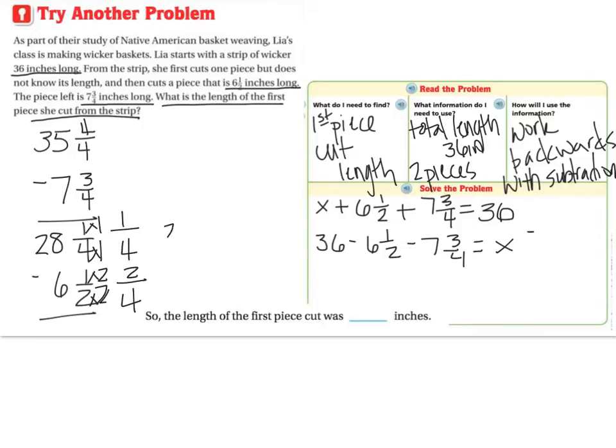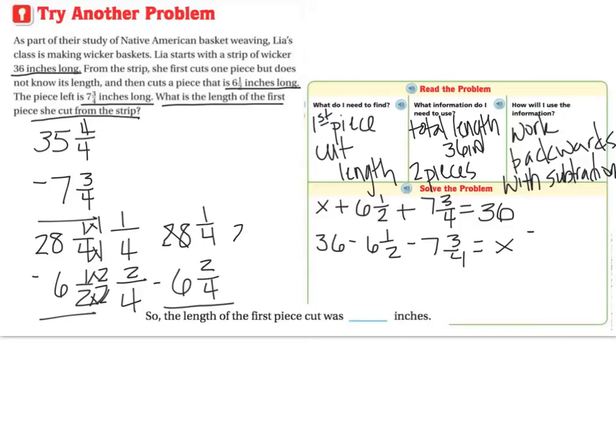I can now rewrite this as 28 1/4 minus 6 2/4. As I start to look to subtract this, I stop and I think for a second. This is a 1 minus 2. I can't do that. So I'm going to rewrite this one more time by going next door and renaming this fraction.